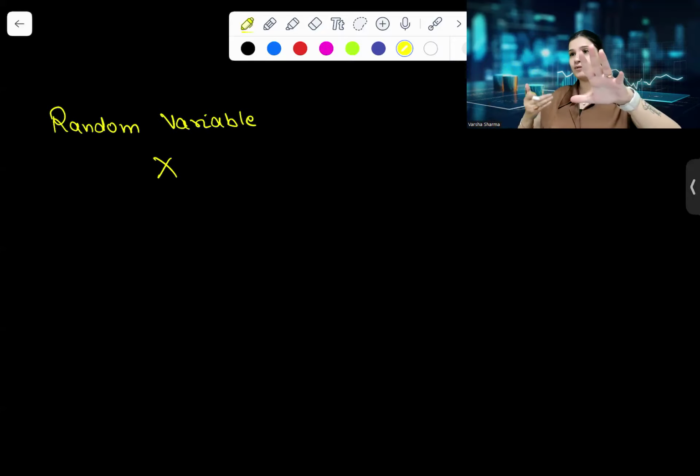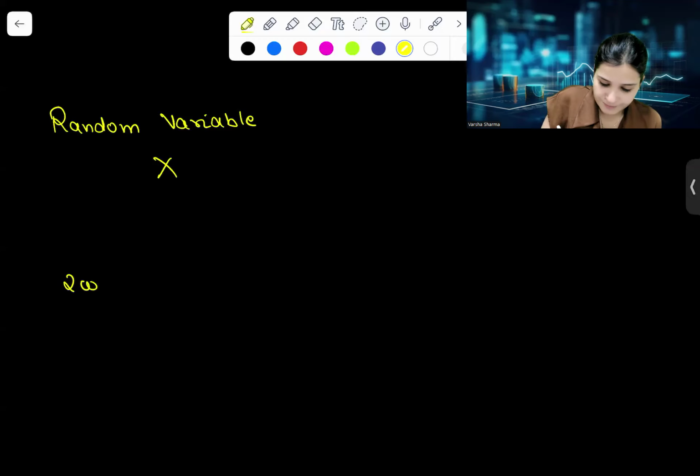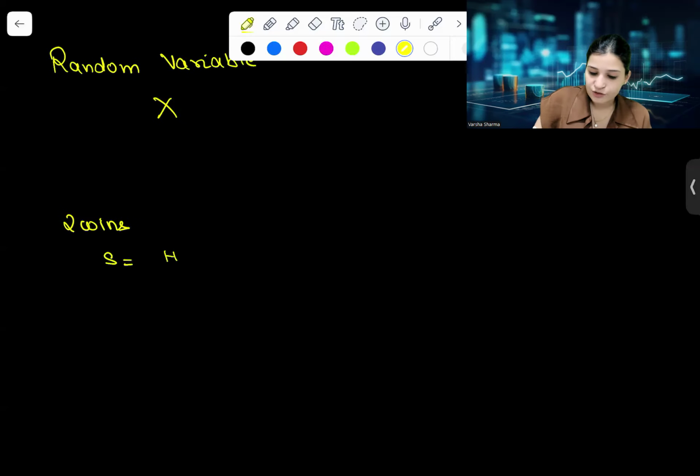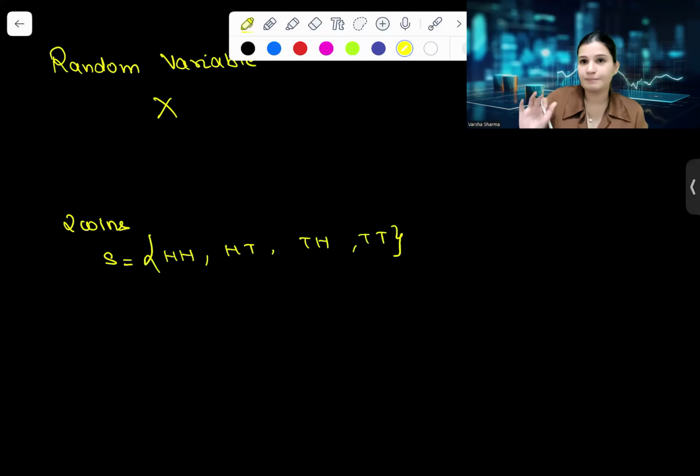Now, since we have a random variable, what will happen here is, it is going to form pairs. How will it form pairs? There will be a condition written in the question. For example, I'm talking about 2 coins. So if I'm talking about 2 coins, what will be my sample space? HH, HT, TH, TT. I'll have 4 outcomes and this will be my sample space.